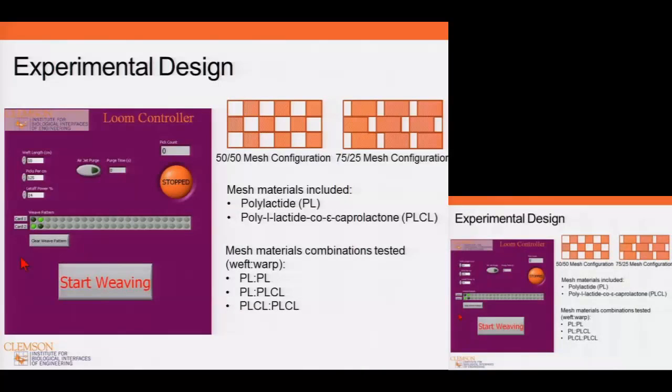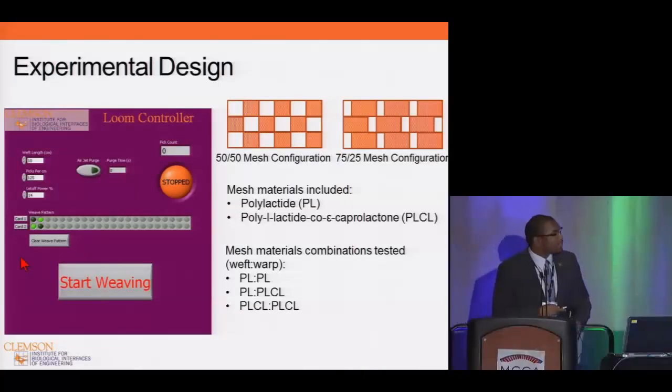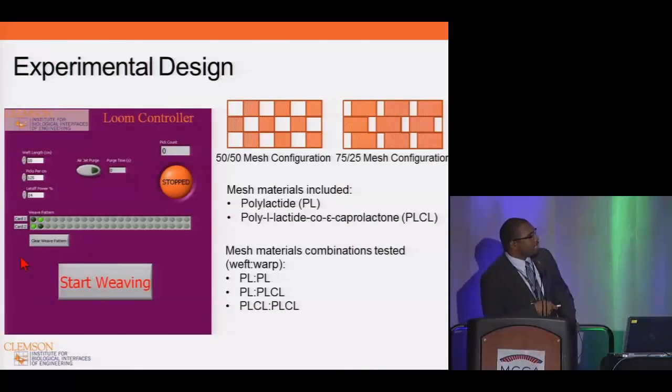For the purposes of this experiment, I just wanted to highlight again the LED array on the control screen that will allow the user to enter any mesh configuration or weave configuration that they want. For this study, we just wanted to do a proof of concept with the 50-50 mesh configuration, a simple over and under pattern, and then the 75-25 mesh configuration, which would be 3 passes over and 1 pass under.